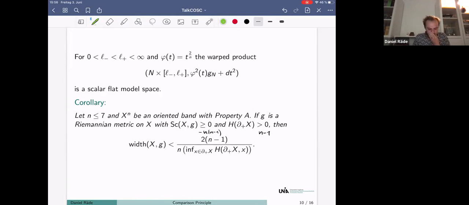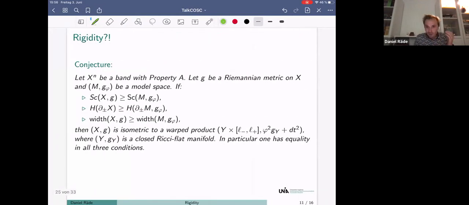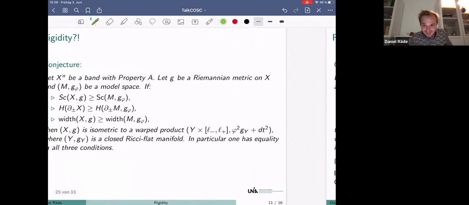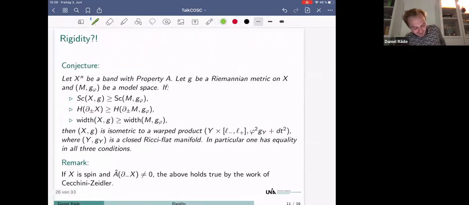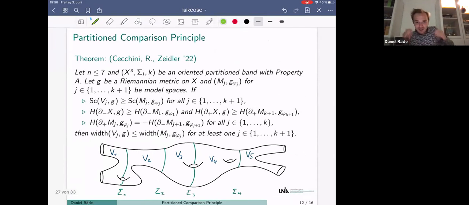Okay, so rigidity. Yeah, we talked about this. Again, you would want to have it, and before we talk about this topological part, we talk about how you can push this comparison business even further. This is now work with Rade and Simone. Okay, let me write this down. It's already written there in the theorem.